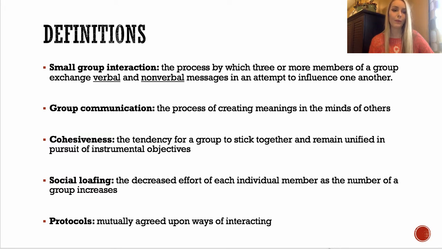The first one I want to talk about is small group interaction, and this is the process by which 3 or more members of a group exchange verbal and nonverbal messages in an attempt to influence one another. And guys, a small group in this chapter and largely in communication as a whole is defined as between 3 and 15 members. If you're beyond 15 members, you're in a very large group setting, and the small group concepts don't apply as well. If you're 1 or 2 people, that's more of a dyad or interpersonal type of communication. So small group is typically defined between 3 and 15 people.